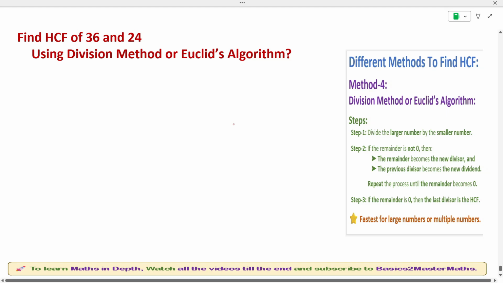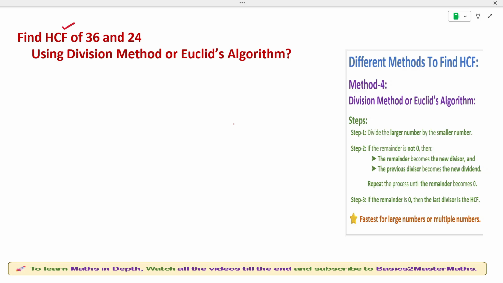Today, we will learn the fastest method of finding HCF. Find HCF of 36 and 24 using division method or Euclid's algorithm. Step 1. Divide the larger number by the smaller number. In this case, when we divide 36 by 24, we get 1 as the quotient and 12 as the remainder.